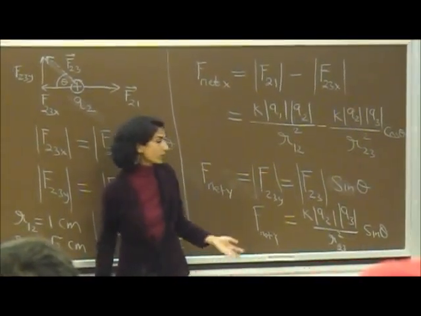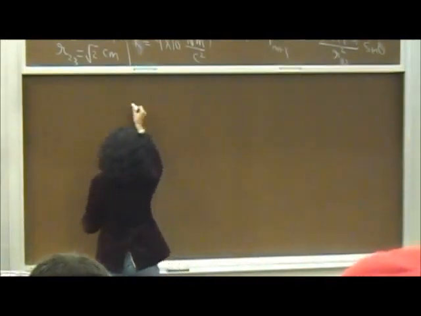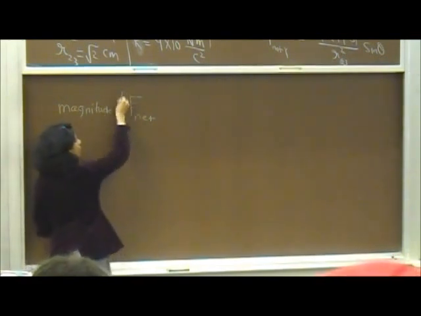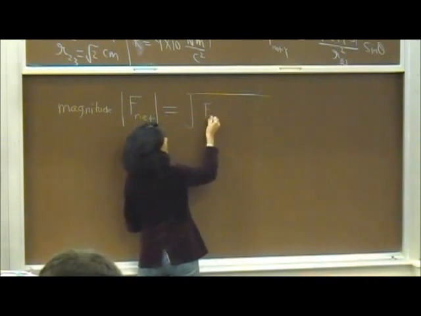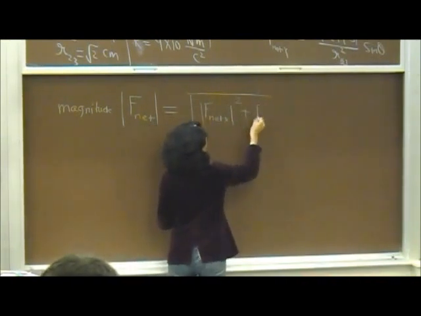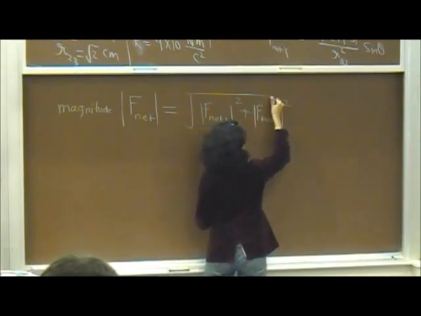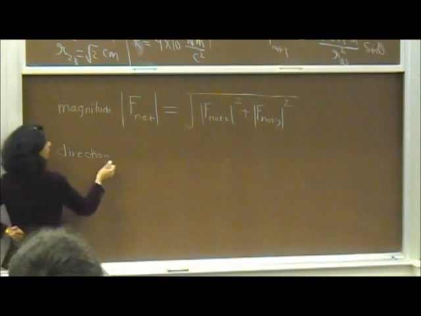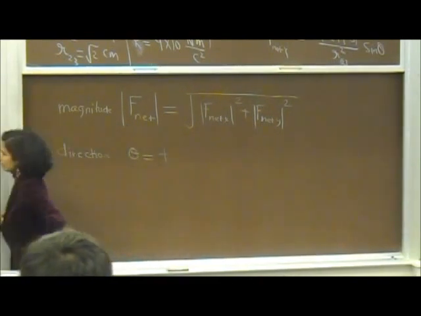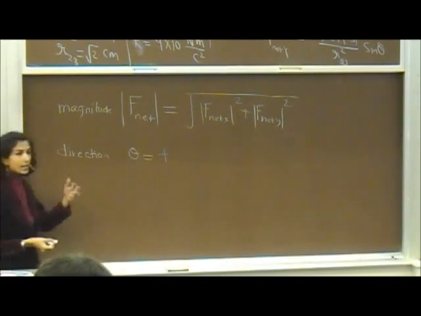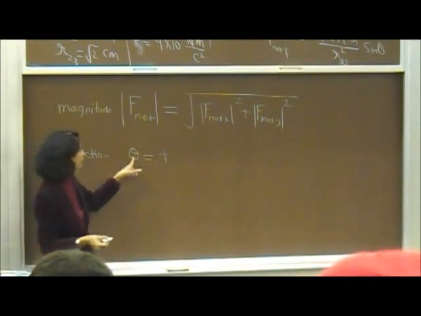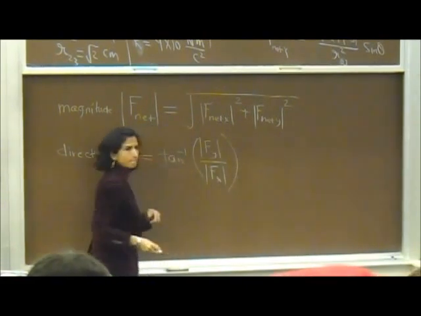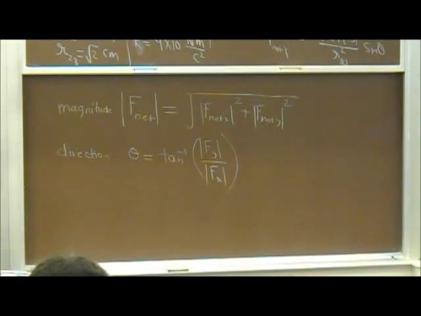Yeah, you can find F net. And you can say, oh, what about the magnitude of F net? Magnitude of F net is going to be square root of F net X squared plus F net Y squared. Right? And what about the direction? Direction is given by theta is equal to, from, remember, tangent of theta is Fy divided by Fx, right? So theta will be tangent inverse of Fy over Fx. Is that right? Is everybody comfortable with this?